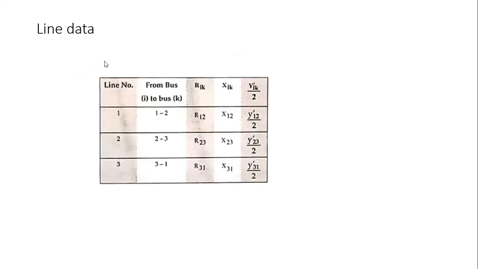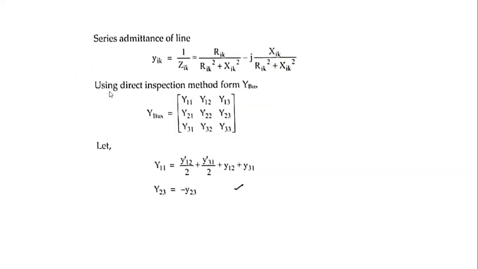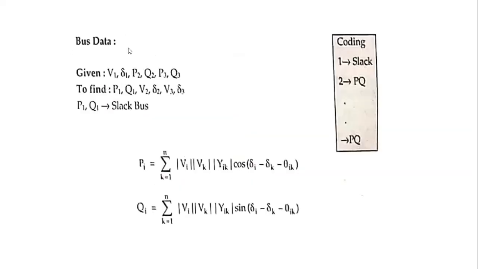Next, bus data. First, we write down the line data. After that, we write down the bus data. In that coding, the first bus is the slack bus, the second bus is a PQ bus, and the third bus is also a PQ bus.